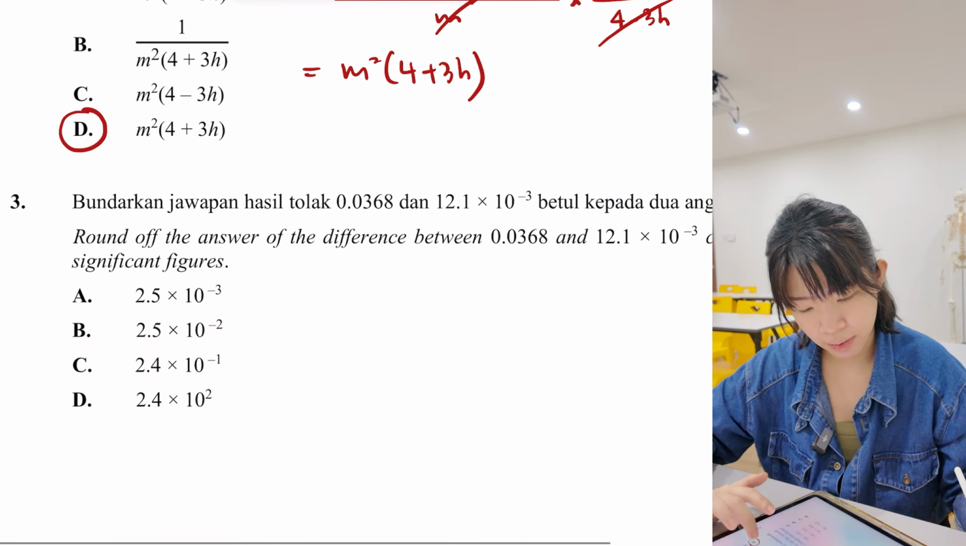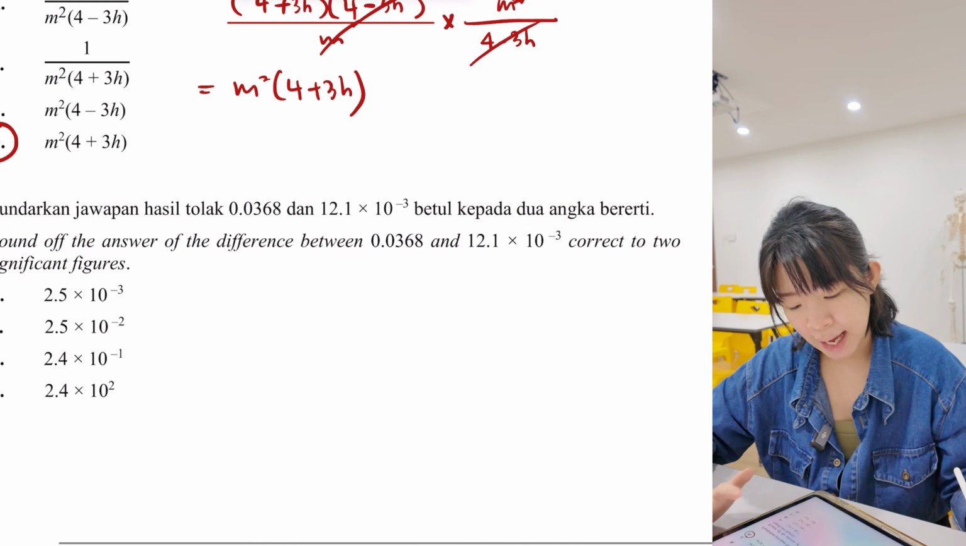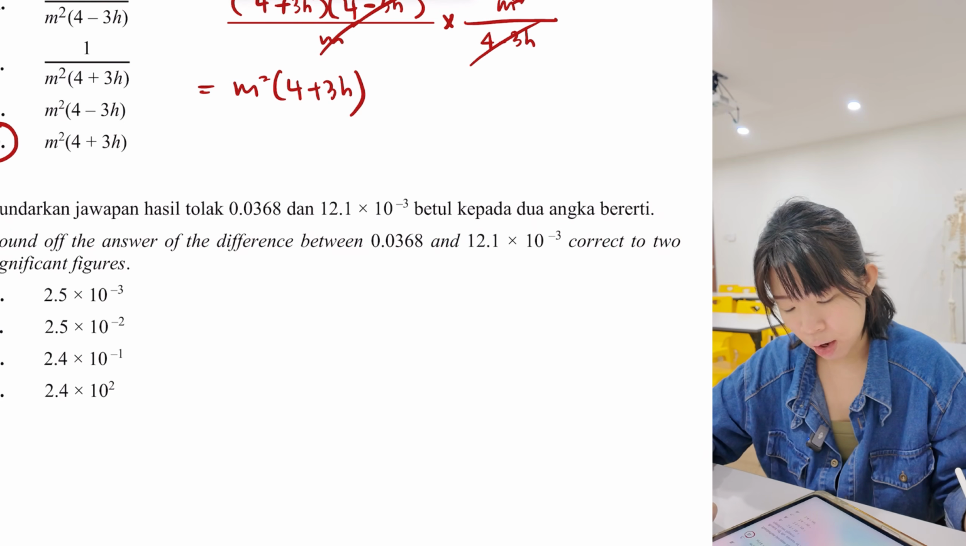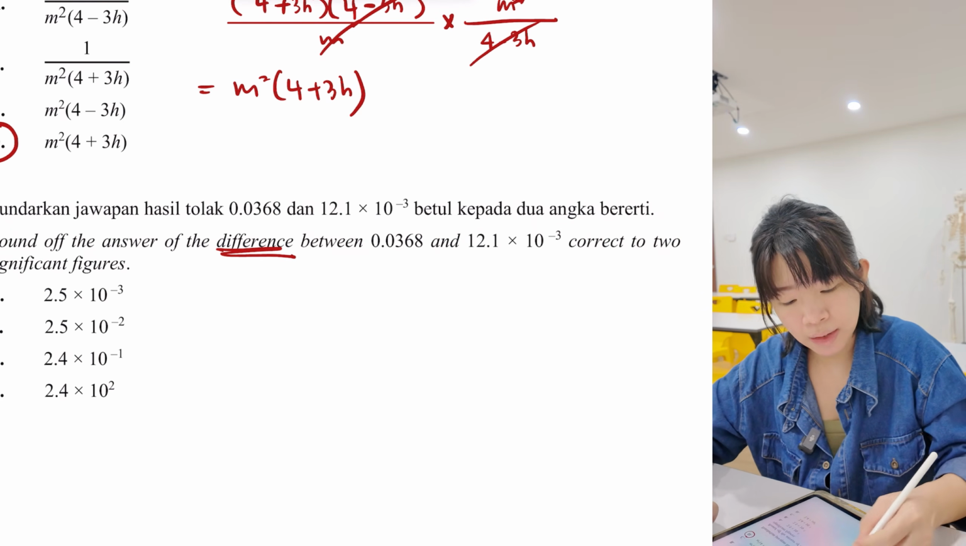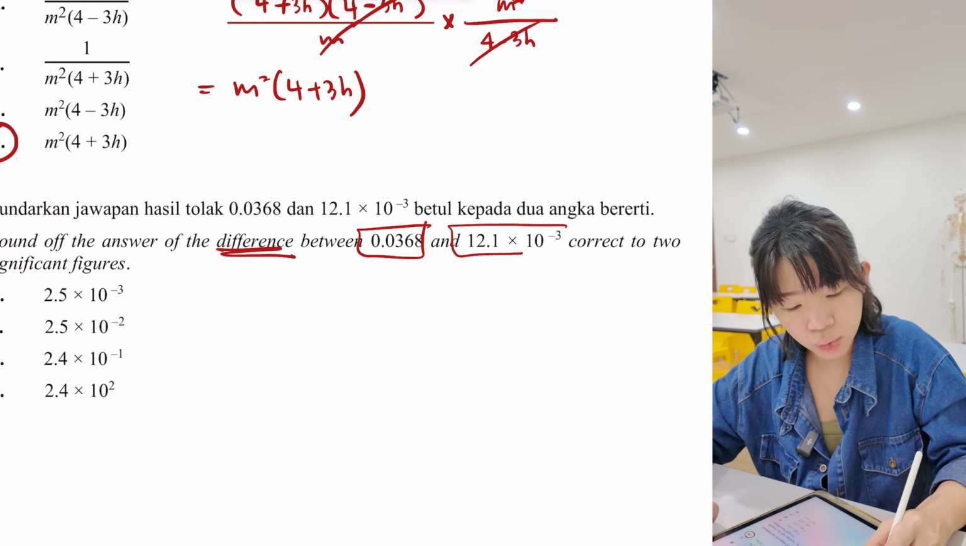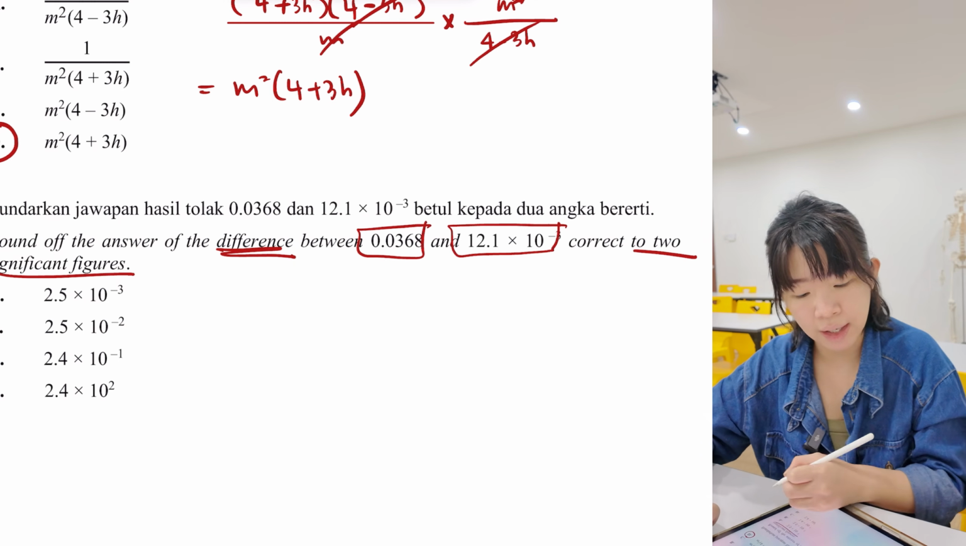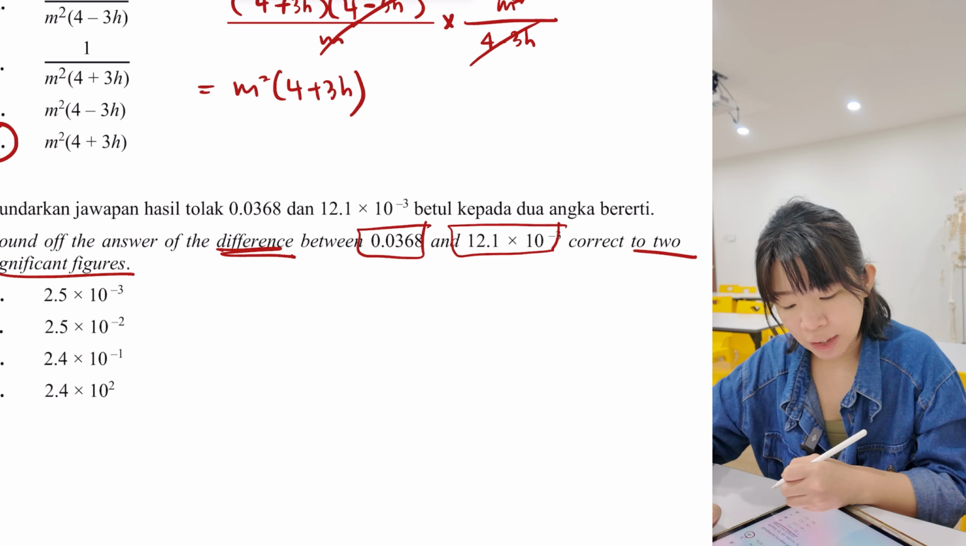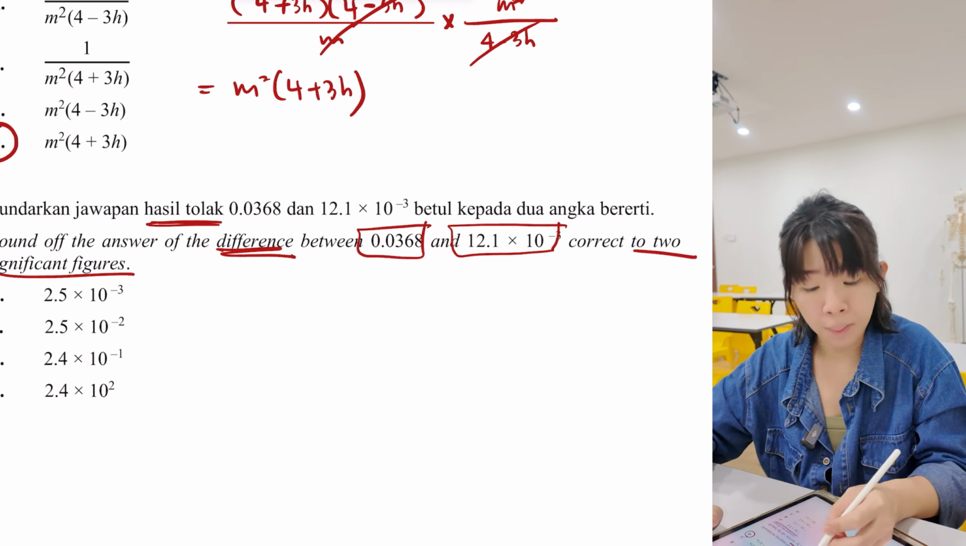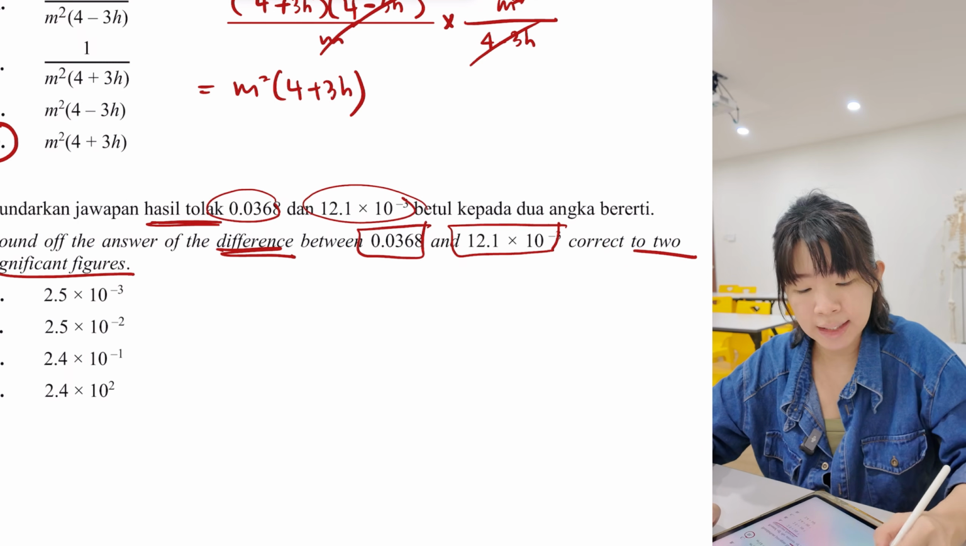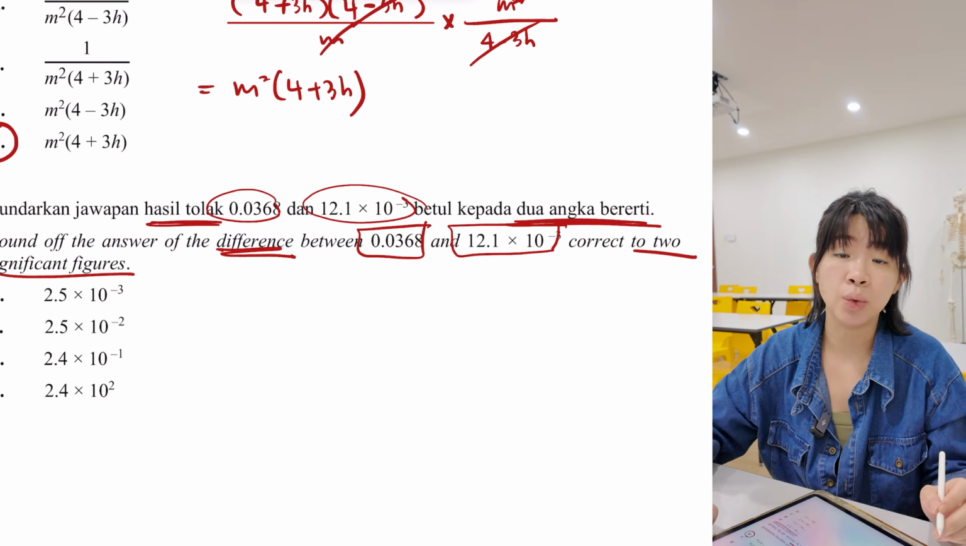Okay, let's look at number 3. So round off the answer of the difference between these two numbers and also correct to 2 significant figures. Okay, bundarkan jawapan hasil tolak means you need to minus these 2 numbers, and at the end the answer is 2 angka bererti.